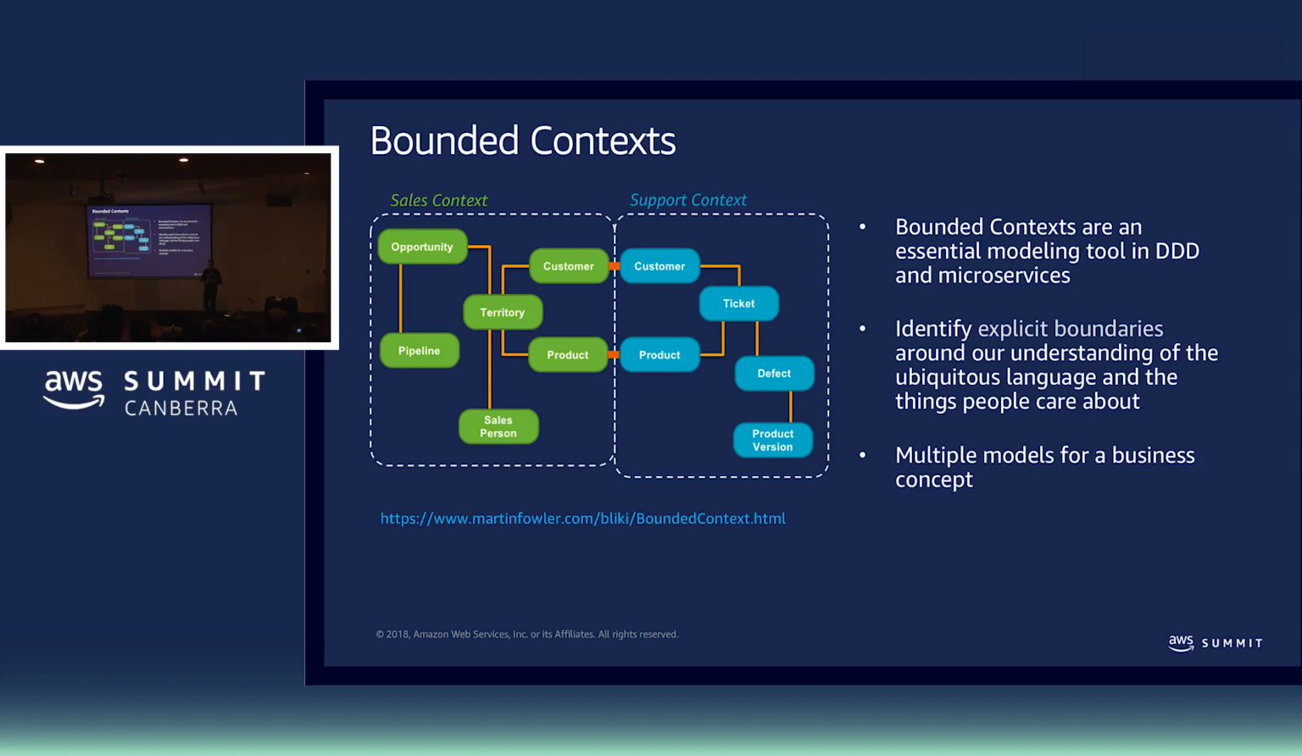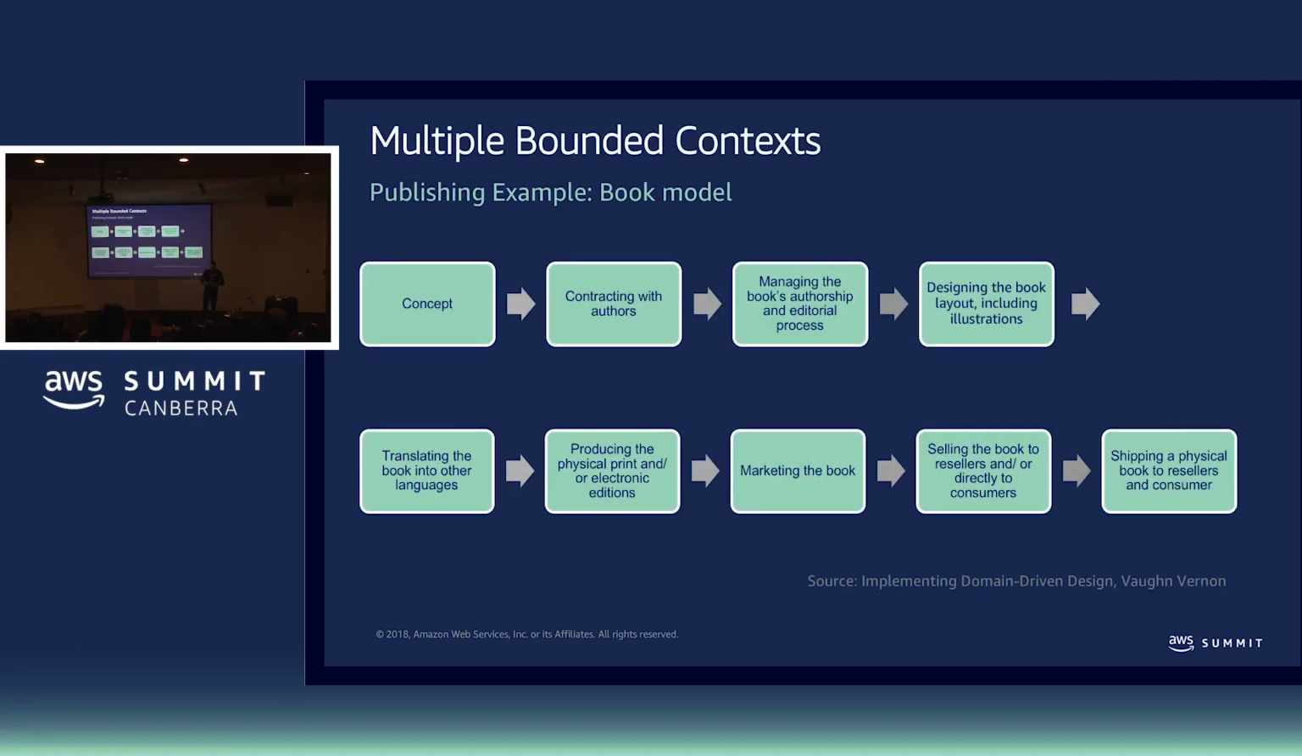And what do I mean by that? So a good example is out of Vaughan Vernon's book. He talks about this concept of a book, right? How do I model a book in the context of a publishing example? Now, when you first start off writing a book, you don't have an ISBN number or anything like that, right? You just have a concept. And as it moves through the phases of contracting authors, managing the editorial process, designing illustrations, etc., and marketing, the book takes on new characteristics, and it starts to interact differently at various parts of the business.